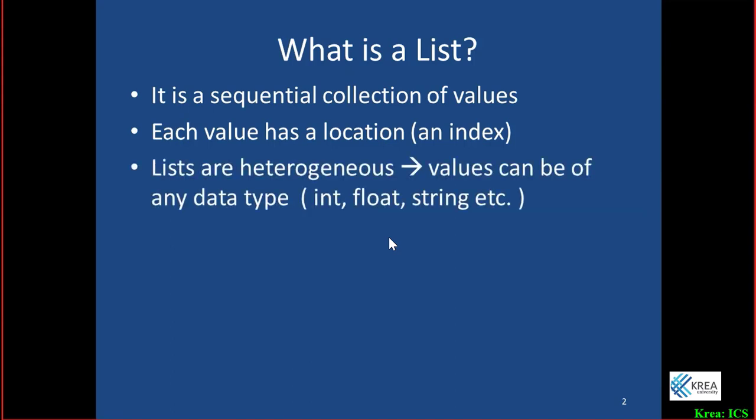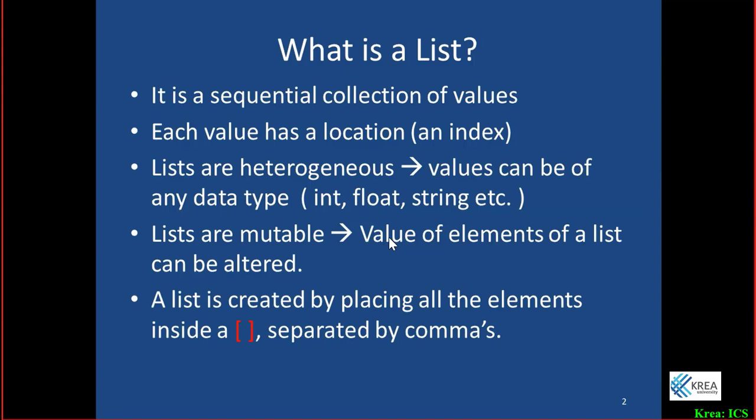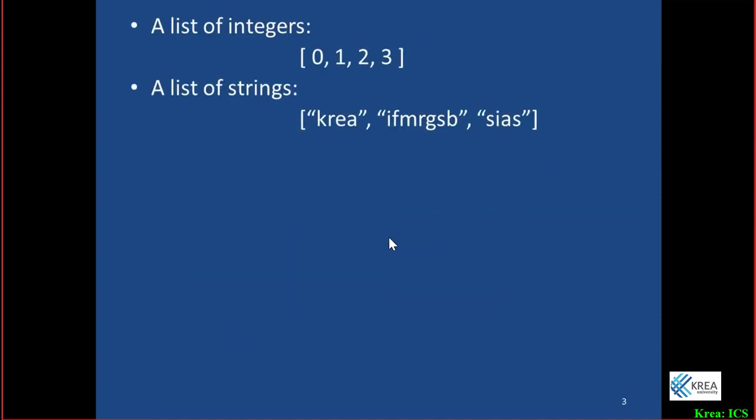These lists are heterogeneous, which means values can be of any data type, like integer, float, string, and so on. And a list is a mutable data structure, which means the values of elements present in a list can be changed. In order to create a list, we need to place all the elements inside square brackets, separated by commas. Let us look at some examples.